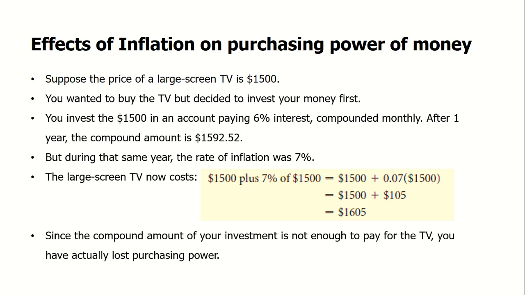which means that your investment did not pay off very much since you can no longer afford the television set. Your money is only 1,592 and you are short by a bit of an amount since the TV now costs 1,605 due to the inflation rate. So you actually lost the purchasing power of your 1,500 or of your amount.